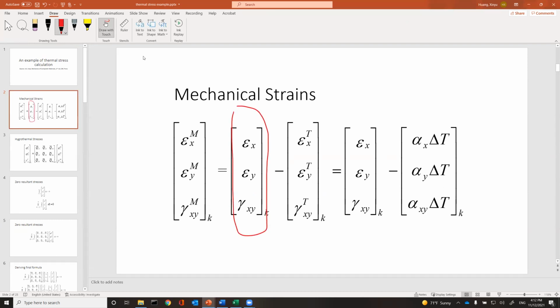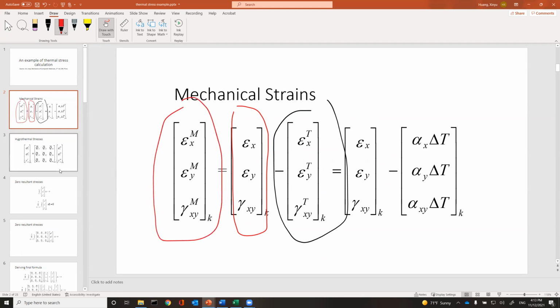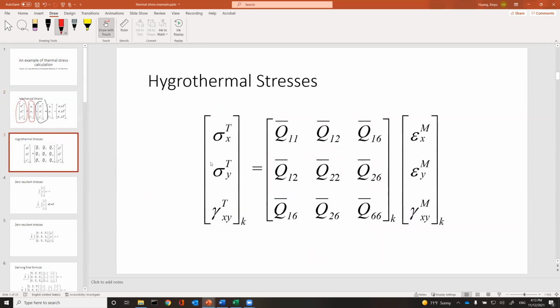And then you subtract out the thermal strain, you will have a mechanical strain. Then you have mechanical strain. Then you use the mechanical strain back into this equation to calculate mechanical stress, thermally induced mechanical stress, and that will be the workflow.